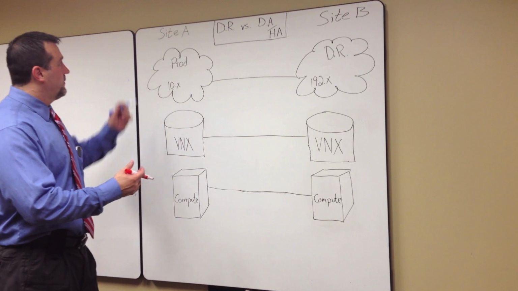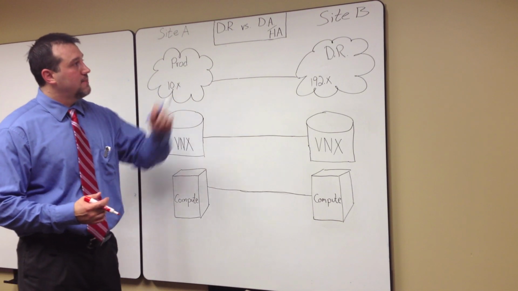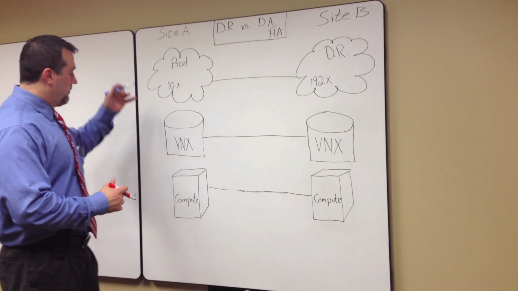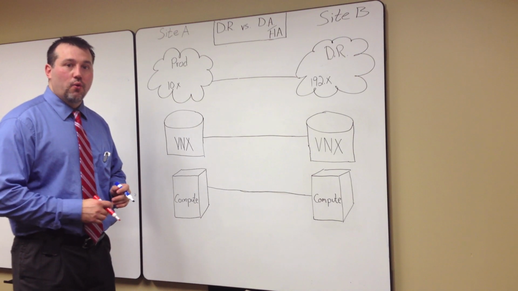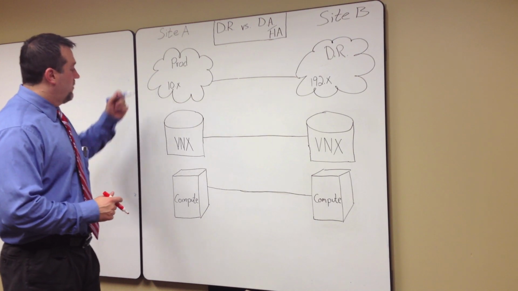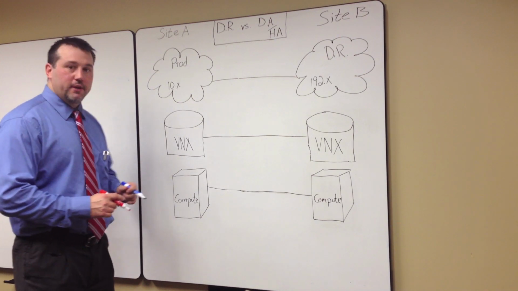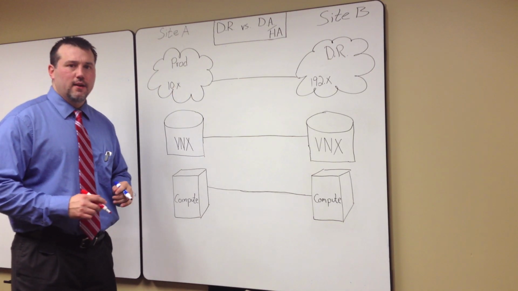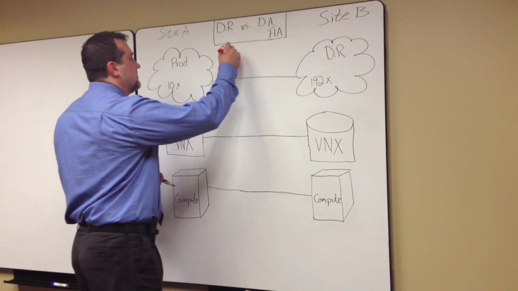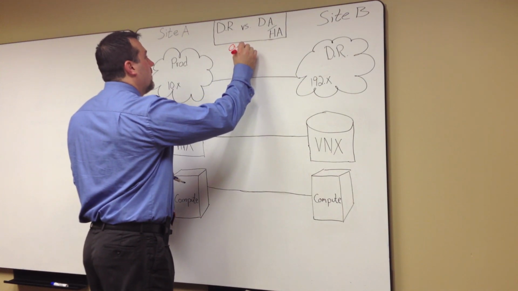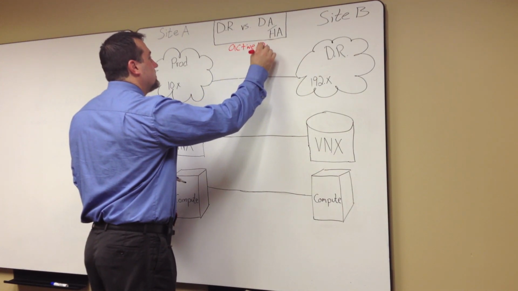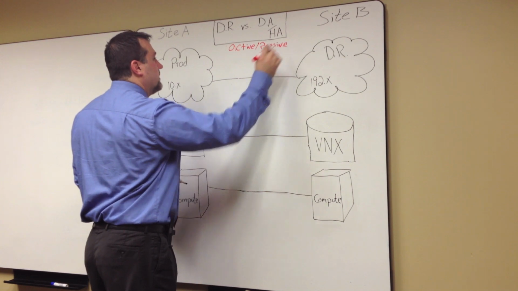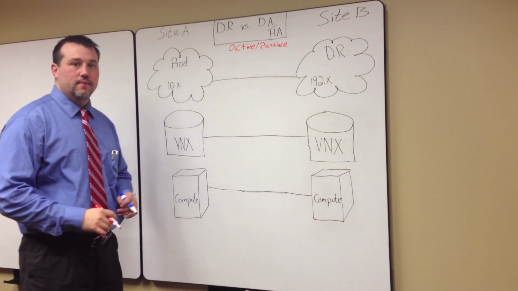In this example, you see we have two sites. We have a site A and a site B. Also, you see represented here are your three core data center layers: your network, your storage, and your compute. Also, you see we have a prod side and a DR side. This is more or less known as an active-passive site. And what does that mean? It means that one side is in production and the other side is cold, just waiting for a disaster.